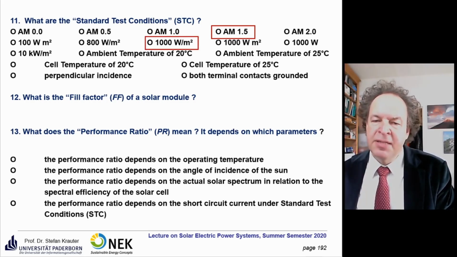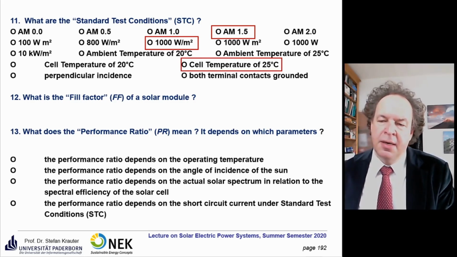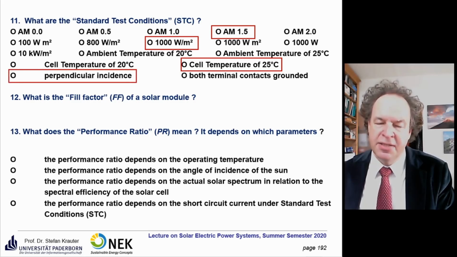Also, ambient temperature, is it relevant? Yes, it's relevant, but we have to fix the temperature of the cell at 25 degrees. So the cell temperature is a reference condition of 25 degrees. And what else is relevant? Yes, we have to have a perpendicular incidence on the solar module.